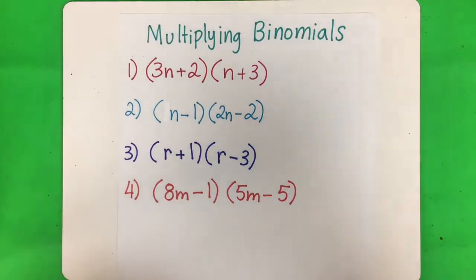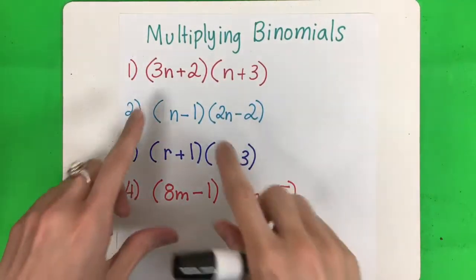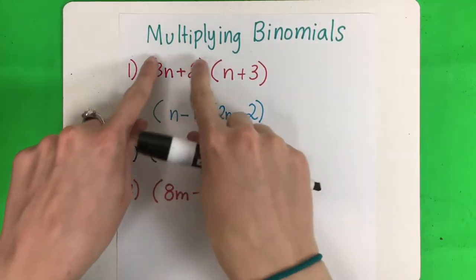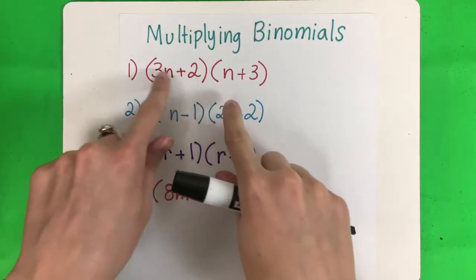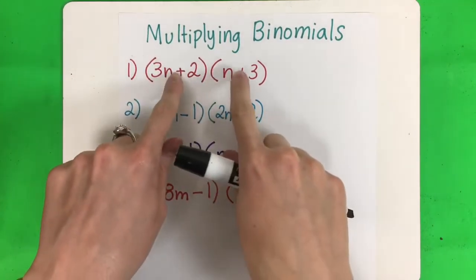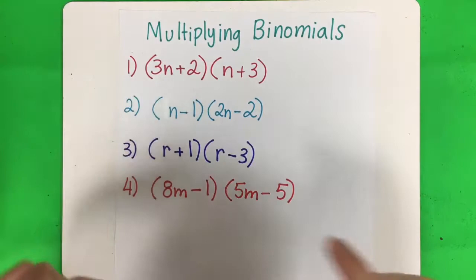Hello, today we are going to be multiplying binomials. Basically, binomials are when you have two terms inside a pair of parentheses and you have two of those. So let's go ahead and start with number one.